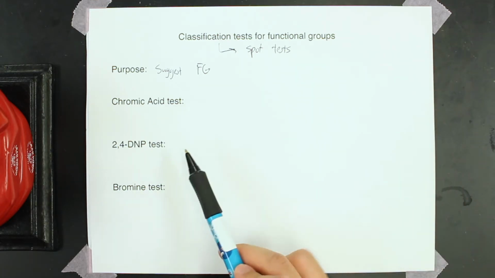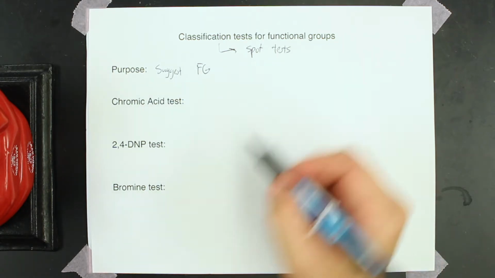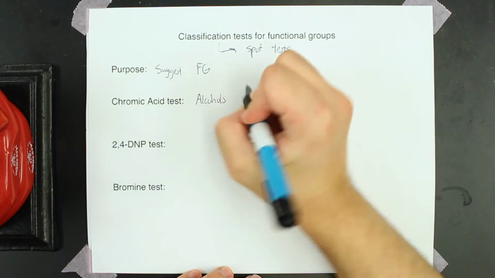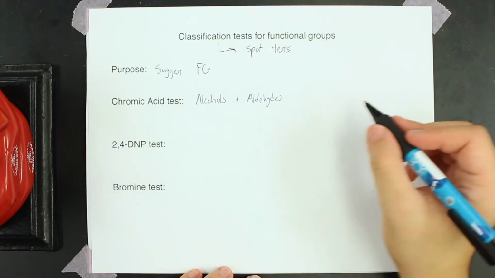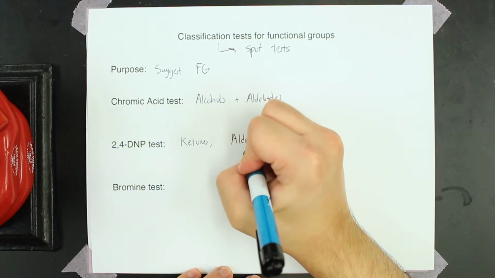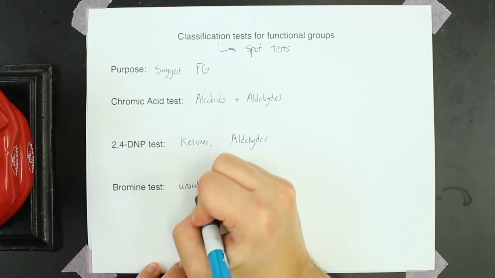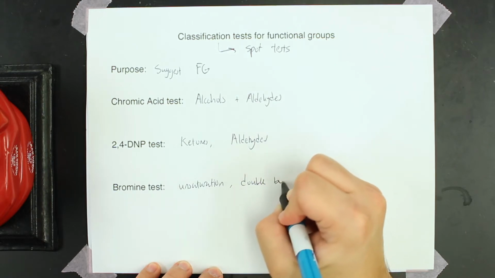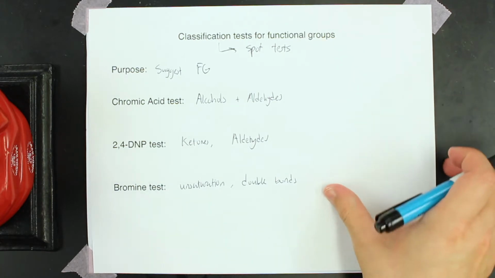So we have three tests for today. We're doing the chromic acid test, the 2,4-DNP, and the bromine test. And very quickly, these three identify certain functional groups. The chromic acid test identifies alcohols and aldehydes, and we'll go into more detail about which alcohols. The 2,4-DNP test identifies ketones and aldehydes. And the bromine test is for unsaturation. Unsaturation meaning double bonds. Okay, so we're going to go over each of these three, and figure out how they work.